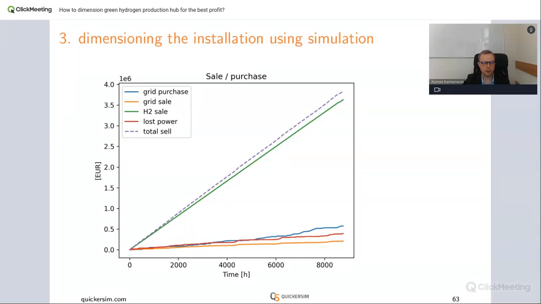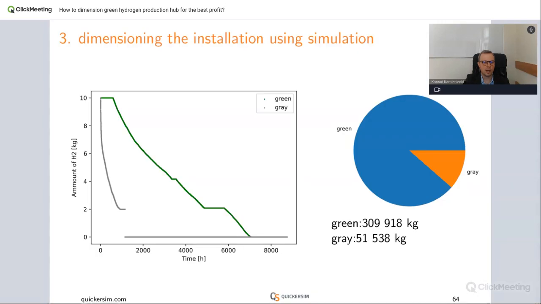We can also have a look at our sale and purchase charts. We can see what the total sale was, what the total purchase of power from the grid was, and how much power we lost. So we still lose some power, so maybe we can find a better configuration. We can also look at how much green hydrogen we produce versus gray hydrogen, and here the proportion between those two is much better.